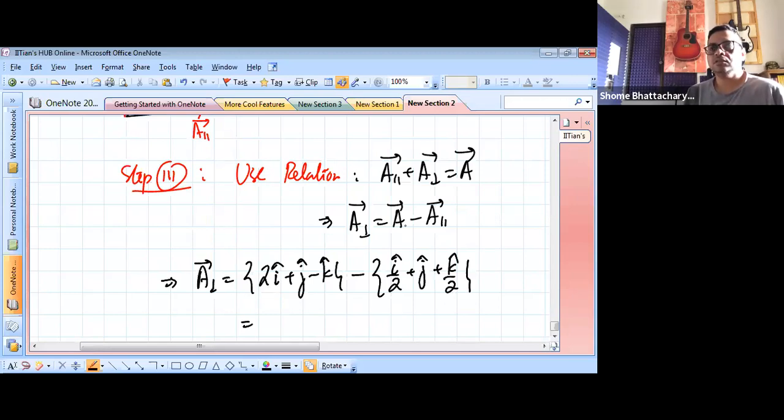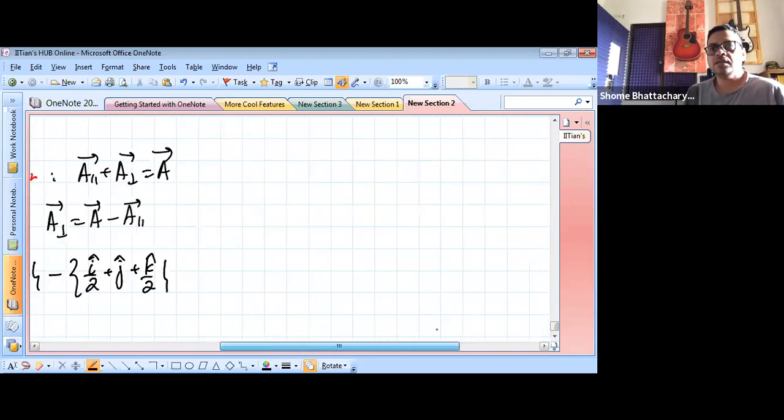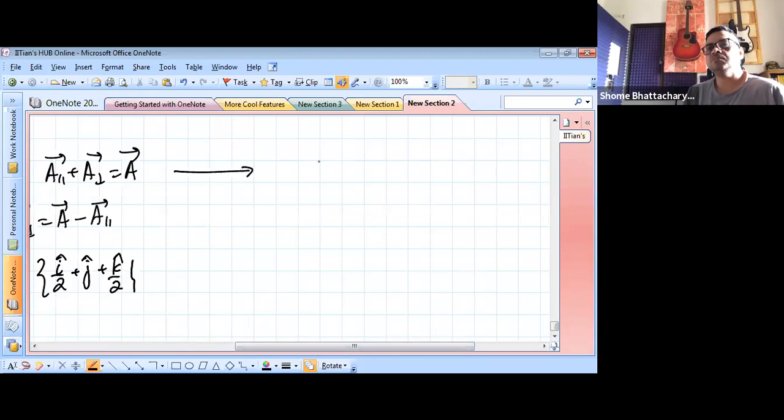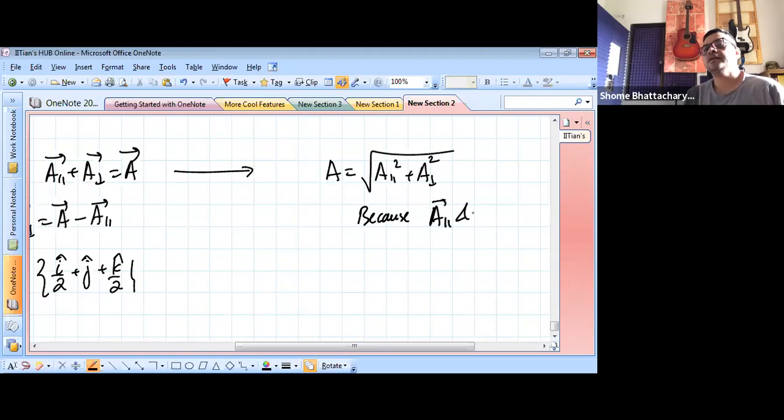Okay. See, Vineet, Viraj. That is a different thing. If you see the magnitude, this will be square root of E parallel square plus E perpendicular square. Why? Because they are at 90 degrees to each other. You understanding my point? Because E parallel and E perpendicular are perpendicular to each other.